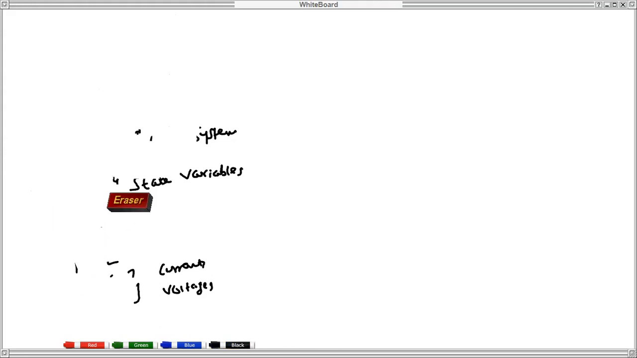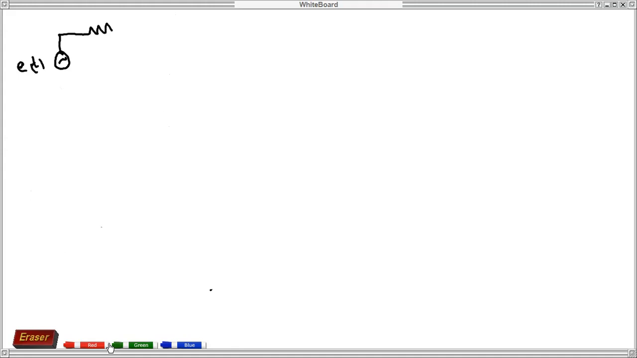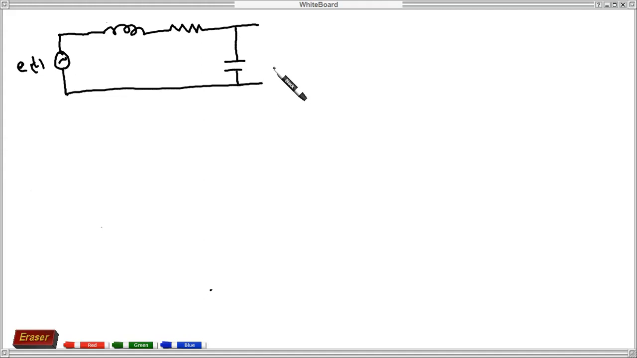For example, if you have an RLC series circuit, represented as follows. The circuit has a voltage source E of t as the input, then the RLC components as follows. So we have the components of the circuit as the inductor, the resistor, and capacitor. All of them are in series, so this is a series RLC network. The output is taken across the capacitor as VC of t. This is our output. This is the L, the R, and the C.